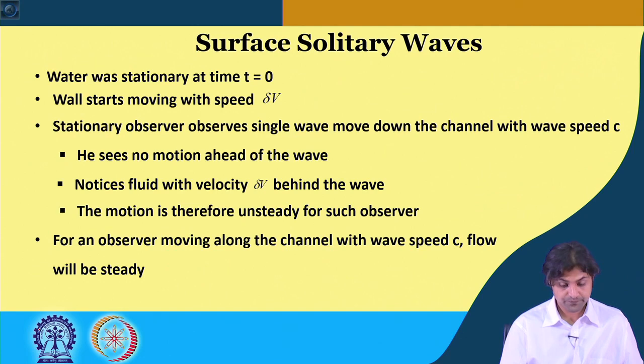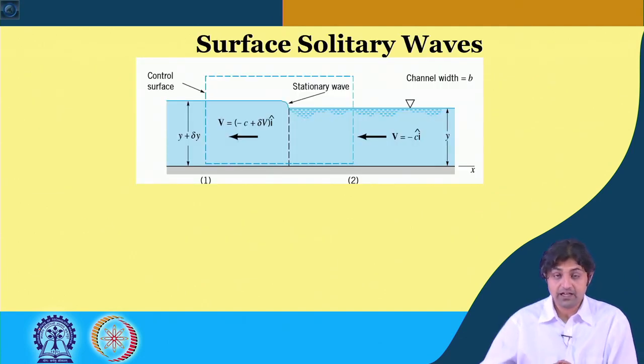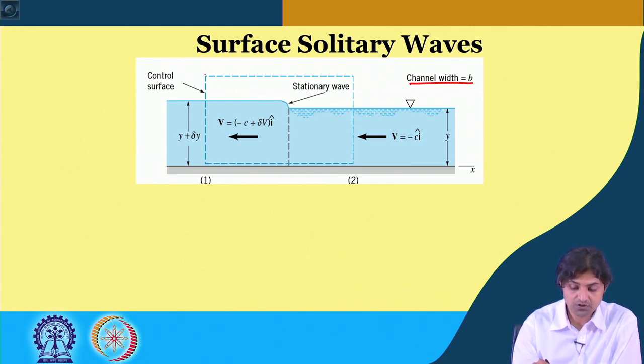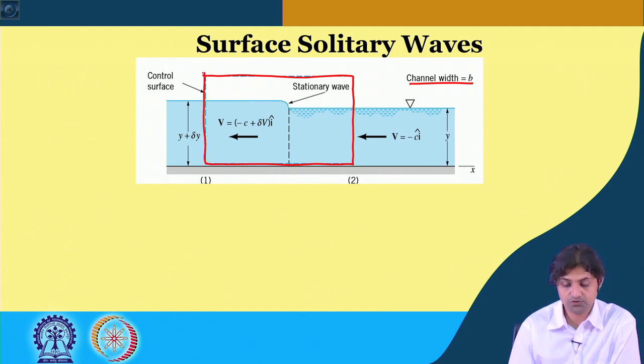All right. So, again we come back to the same figure. Now, we have much more science included in this. What we have done, we say that the channel width is b, and we draw the control surface as indicated by this. I am going to rub this off, but just to show you, this is the control surface.